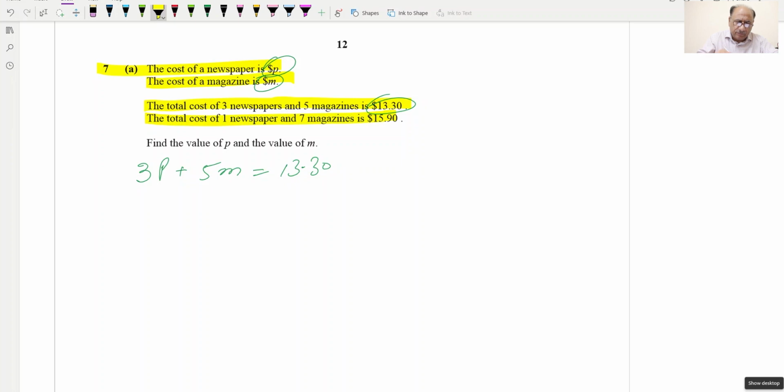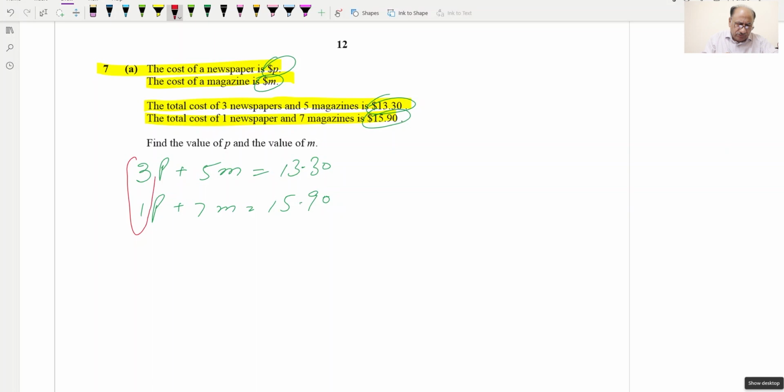For the second equation, the total cost of one newspaper and 7 magazines is 15.90. So p plus 7m is equal to 15.90. Now simultaneously we need to solve.